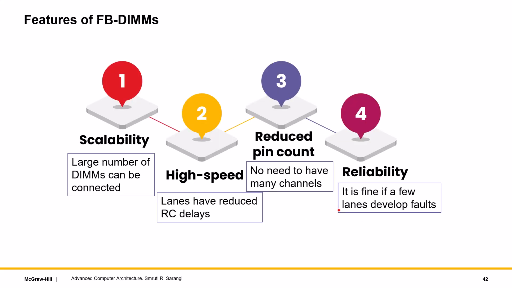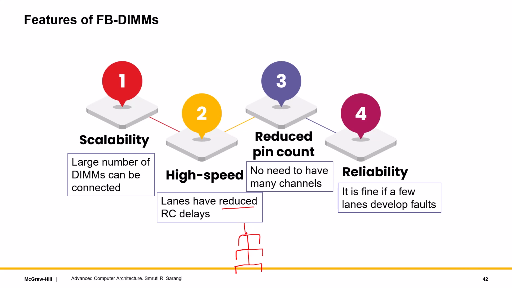So what are the features of FB DIMMs? Well, scalability, we have discussed this. A very large number of DIMMs can be connected to the same bus. It is high speed. All the lanes have significantly reduced RC delays, right? The main reason being that you have an AMB. So you don't have a large copper wire snaking through every device, like a very long address bus that will snake through every device and get connected to every device. That is not the case, right?